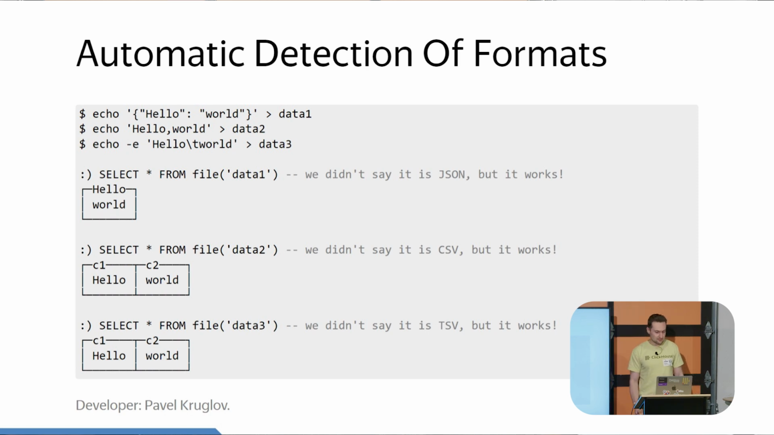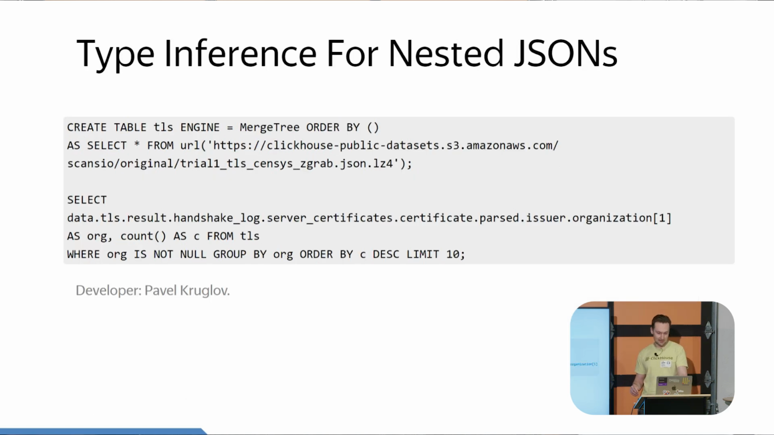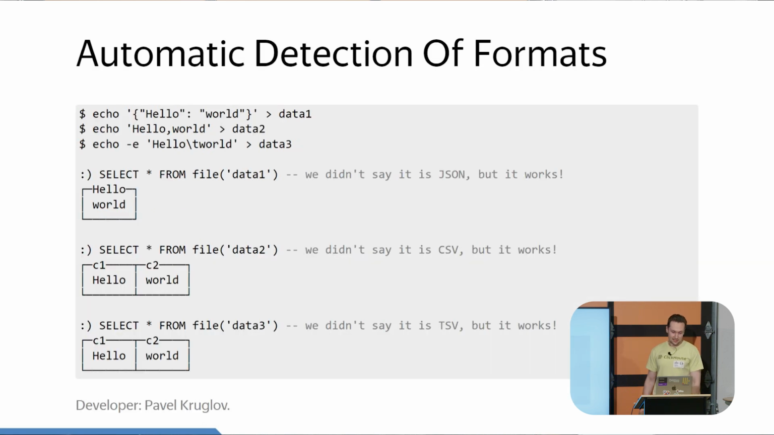And by the way, even data formats are auto-detected. So here I inserted from some file .json.lz4. So it is obvious that this is JSON data. But in this example, I have a bunch of files, data 1, data 2, data 3, and each of them is in its own format. In one example, it is JSON. In another, it is CSV. And in the other example, it is TSV. And it is also inferred automatically, even if there is no file extension.